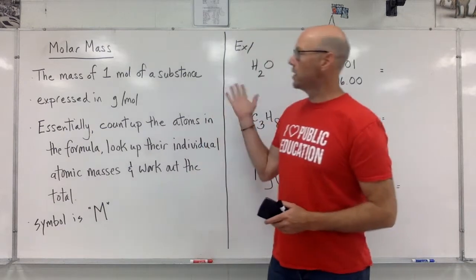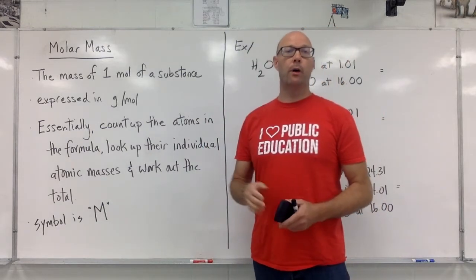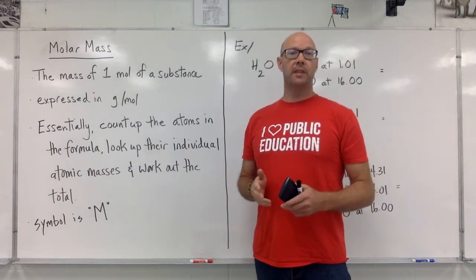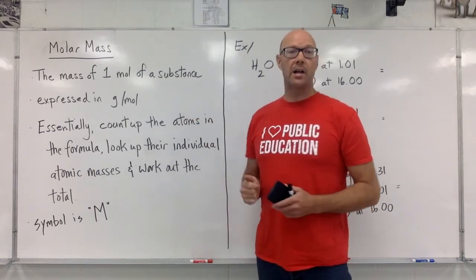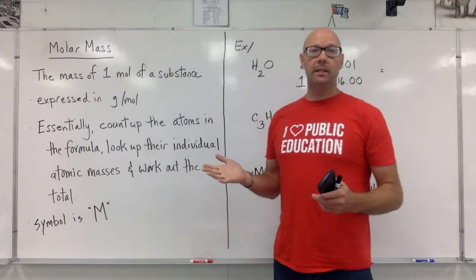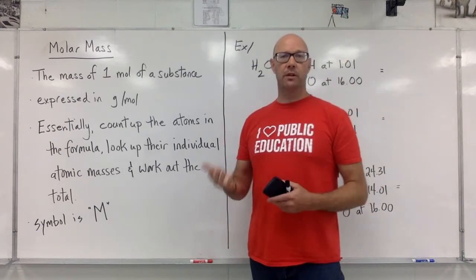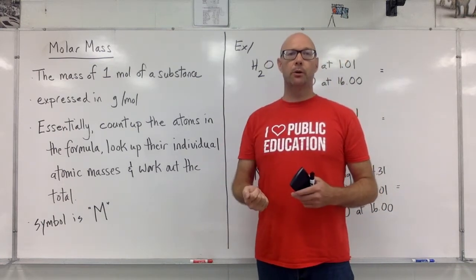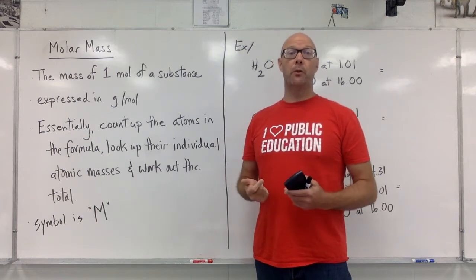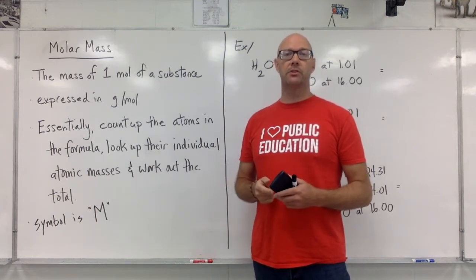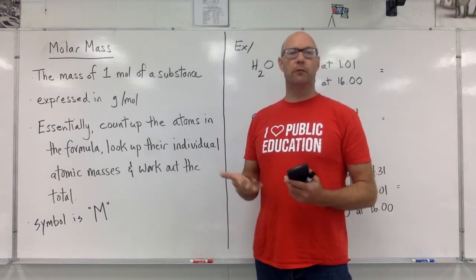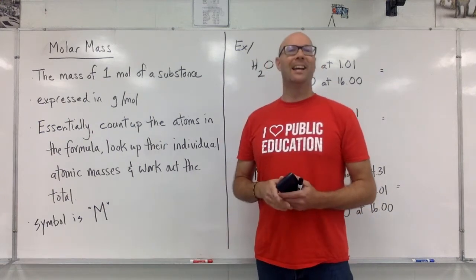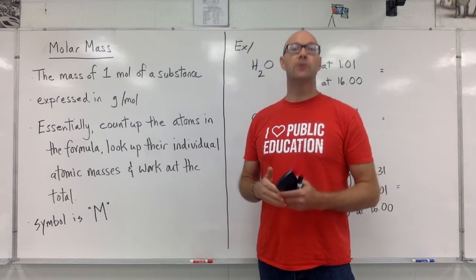Molar mass represents the mass in grams of 1 mole of a substance. This means that it has the units grams per mole, g/mole. Basically what we need to do is count up the atoms in a formula, use the data booklet or our memory and think about the individual atomic masses, and then work out the total. If we ever encounter molar mass in a formula, it has the symbol capital M. Here's 3 examples.